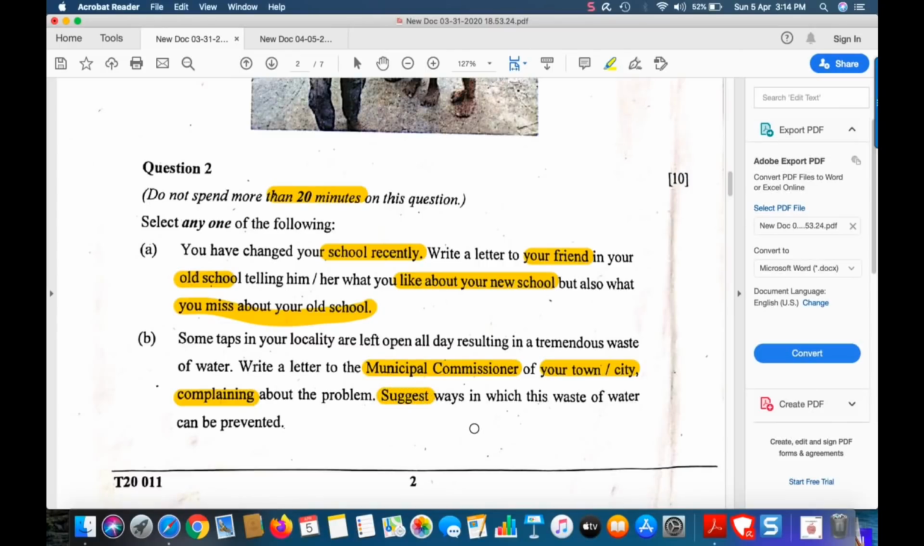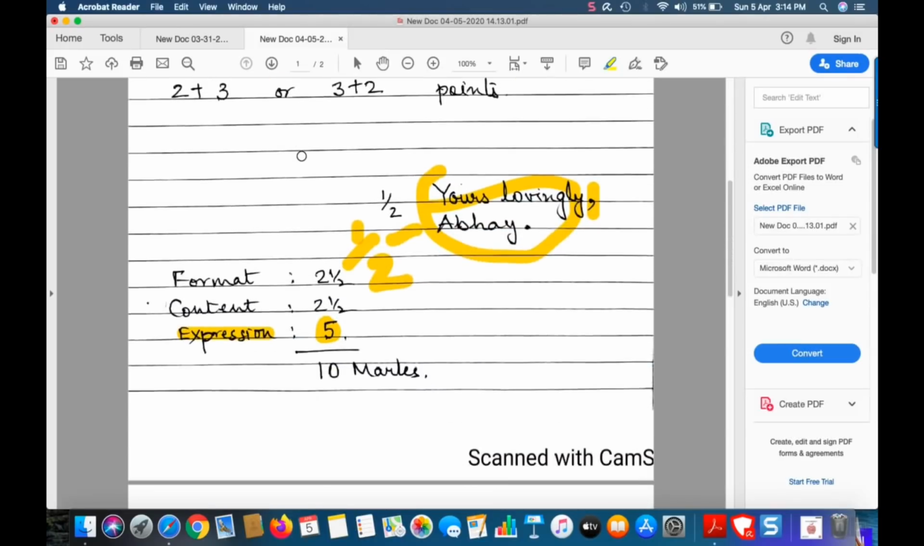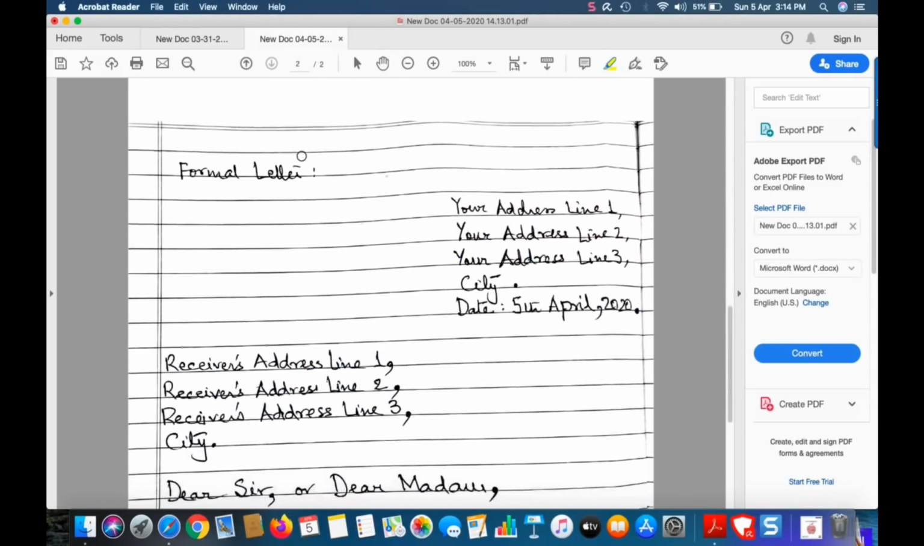So how many things you have to remember? First, you are writing a letter to the municipal commissioner. Second, of your town. Third, first part of the letter will be the complaining, and the second part of the letter will be suggestion. Let us move on and see how this is to be written. This is the formal letter.